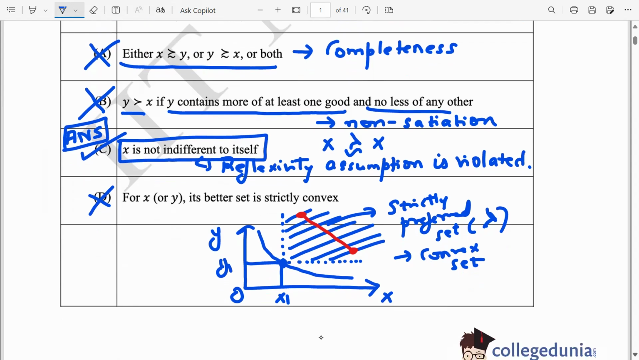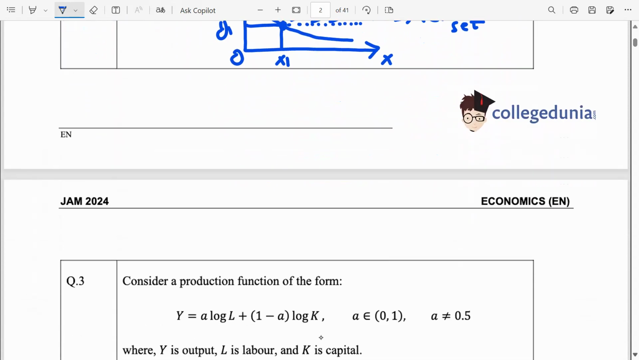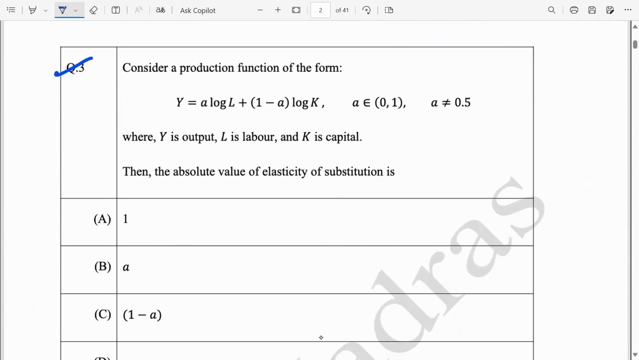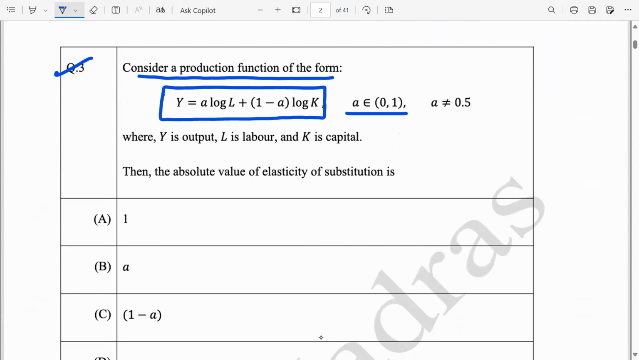If I scroll down to the next question, question number 3. Consider a production function of the following form: y is equal to a log L plus 1 minus a log k. A lies between 0 and 1 strictly, and a is not equal to 0.5. Y denotes output, L denotes labor, K denotes capital. We need to find the absolute value of elasticity of substitution.